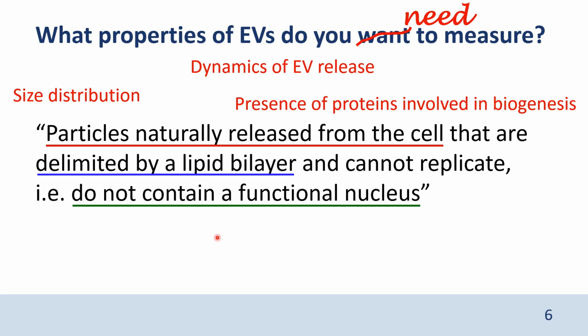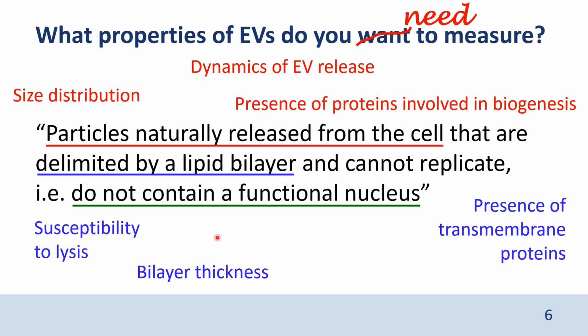For the delimited by a lipid bilayer criterion, you could use the susceptibility to lysis, or bilayer thickness measurements, or presence of transmembrane proteins to show that your particles have a bilayer. And do not contain a functional nucleus could be measured also indirectly. For example, by measuring the size distributions. If your particles are smaller than a micrometer and your cells are of mammalian origin, you're certainly not dealing with particles that contain a nucleus, or perhaps the DNA concentration.